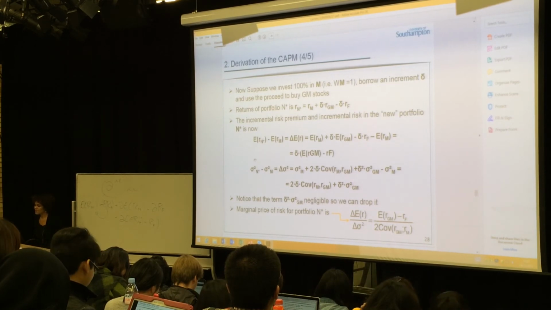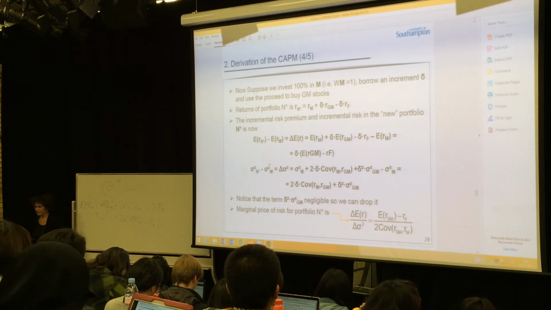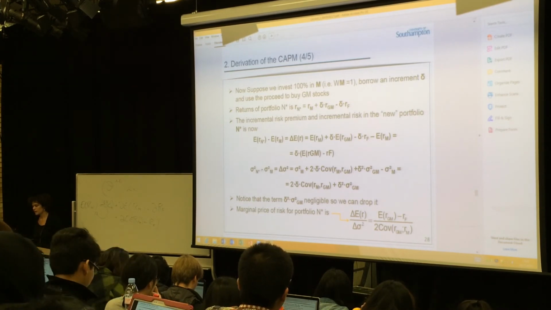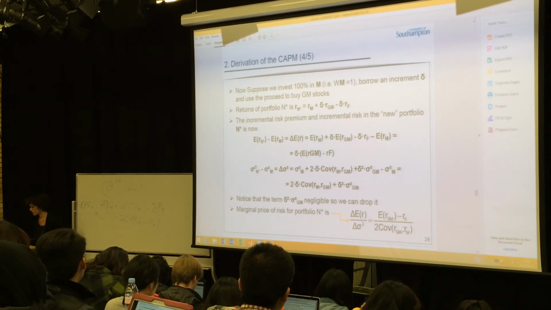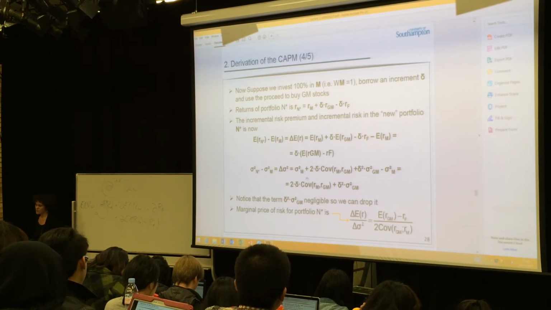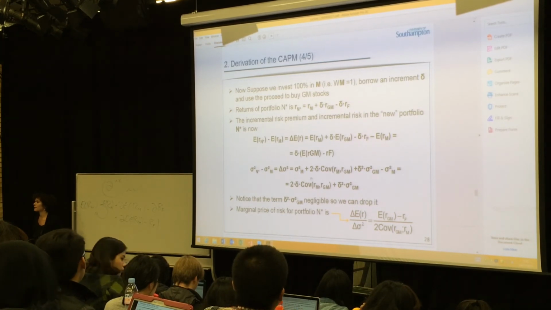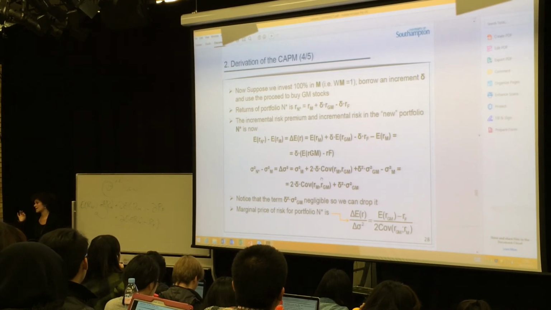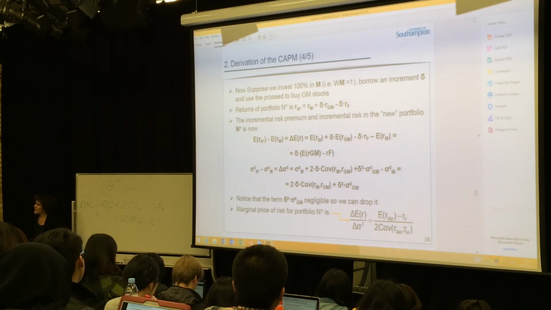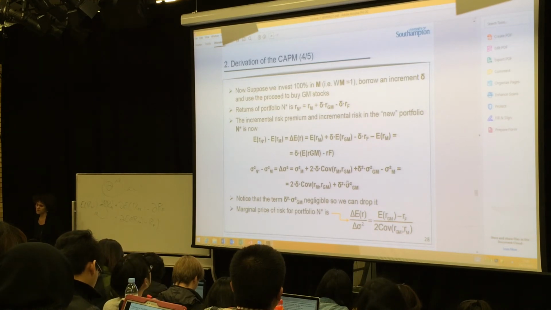I can also calculate the incremental risk of the new portfolio N asterisk, and this is again given by the difference of the variance of the risky portfolio N minus the market portfolio. And again, if I sort out the simple algebra, I will remember that of course the risk of the risky asset is equal to 0. This is a very small quantity. We said that delta is a very tiny quantity, so if I multiply a very small quantity by itself, I'm going to get a number very close to 0, so we can say that this quantity is equal to 0.